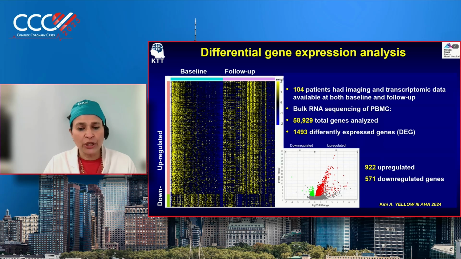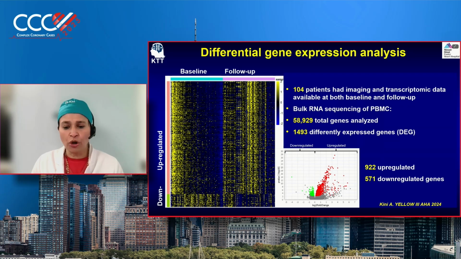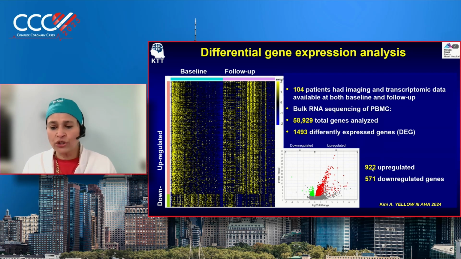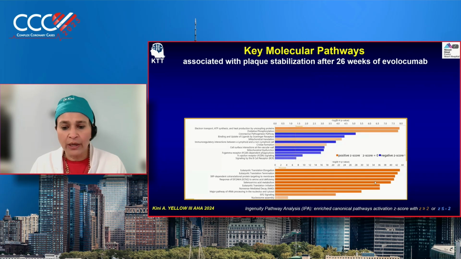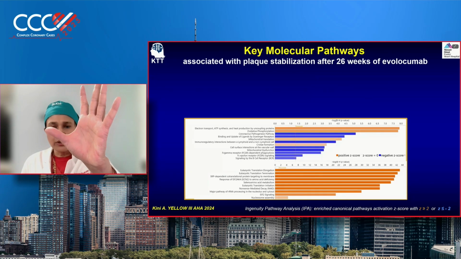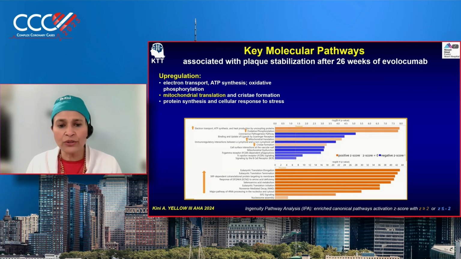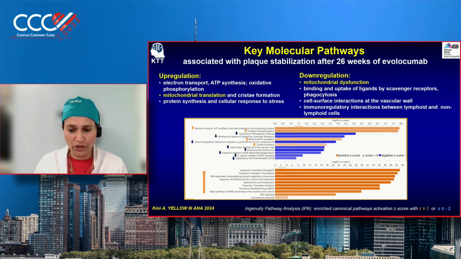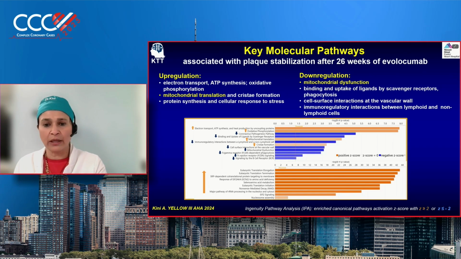So this is a heat map which showed a significant upregulation of some genes and downregulation of some other genes. Now we see the genes. So what do we come up with? It means these genes are associated with certain pathways.